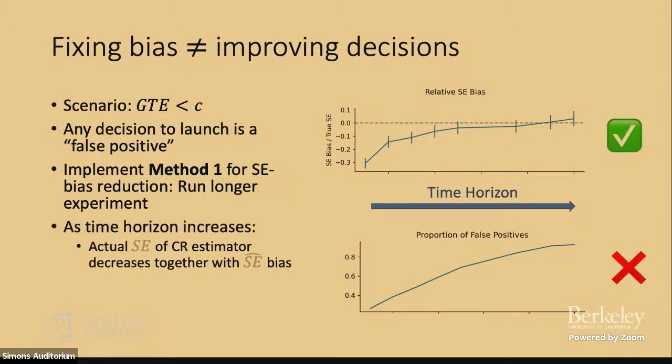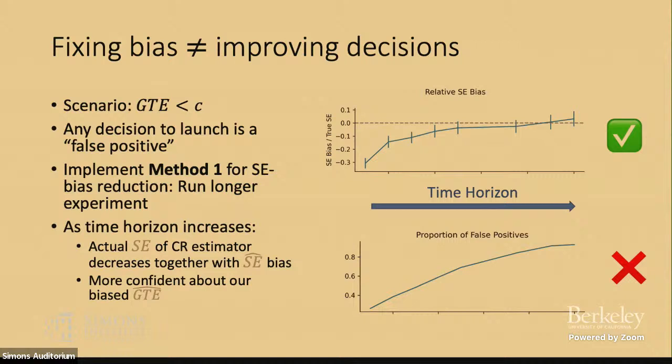What's happening here is that as you're running these longer time horizon experiments, the actual standard error of your estimates will be decreasing together with the standard error bias. And so now we'll be increasingly confident on our biased treatment effect estimates, and we'll be launching more often. So this is also an illustration of how this idea of interference is not something that can be fixed by having more data. And in this case, when you have more data, more observations, you're actually making worse decisions.